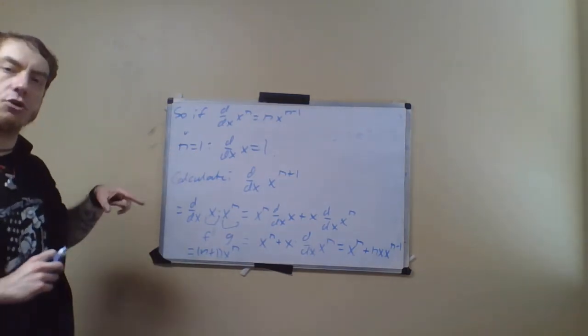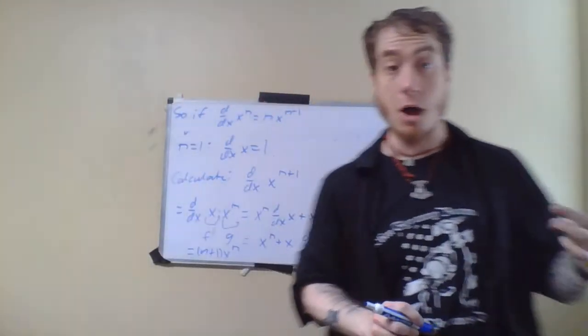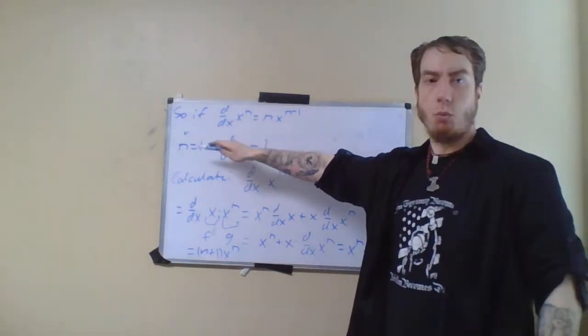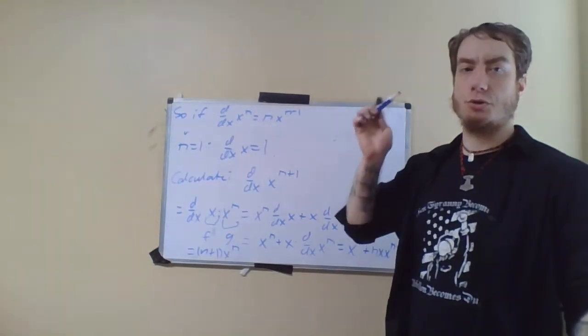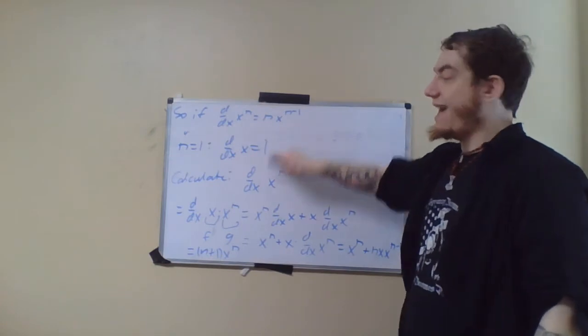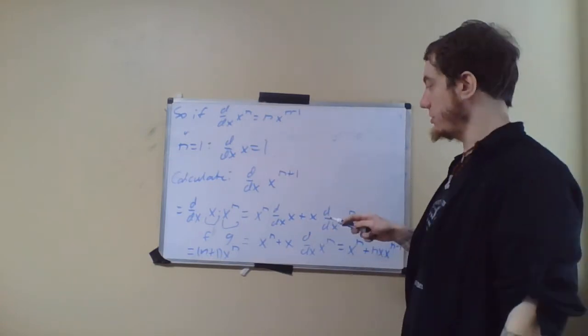And therefore, it must be true when n is equal to 3. And so on. This is called an induction proof. We prove something is true at level 1, and then we prove that if it's true at level n, it's true at n plus 1. Therefore, it has to be true for all natural numbers.